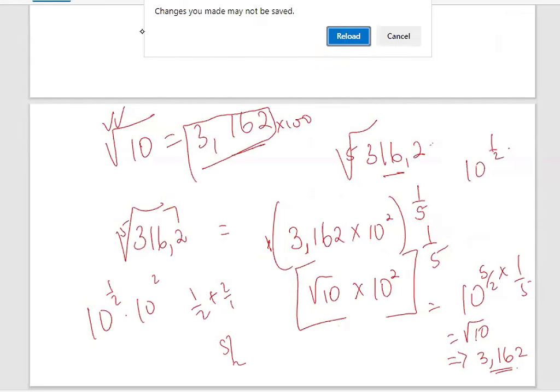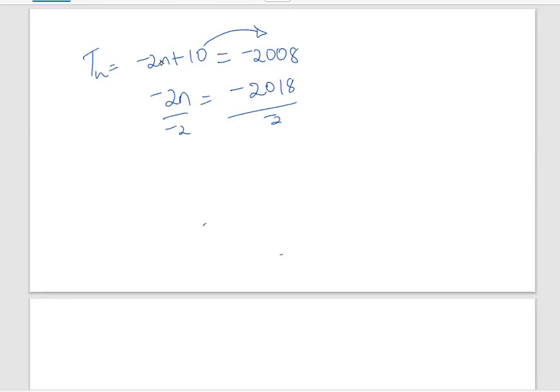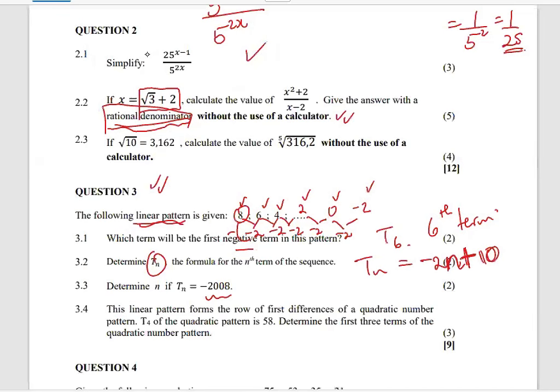Okay, so what we're going to do is that if Tn is negative 2008, we said our Tn is negative 2n plus 10. We're equating this to negative 2008. Move this 10 to that side. Negative 2n is going to be equivalent to negative 2018. Divide both sides by negative 2, meaning that n is a positive 1009. Okay. And now we move on.